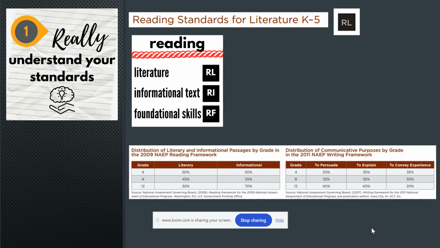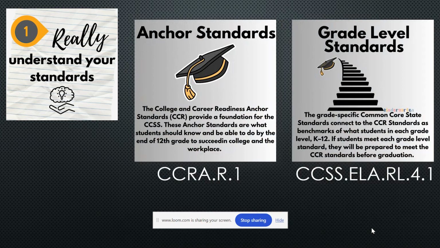Another really cool thing is that within the standards, it tells us how much we need to be focusing on those sub-skills. So in 4th grade, we should be teaching literature 50% of the time, and informational text 50% of the time. But by 12th grade, it switches and we only use literature 30% of the time and informational text 70% of the time. So really diving in and reading those standards closely will give you a lot of insight into what your specific grade level expectations should be.